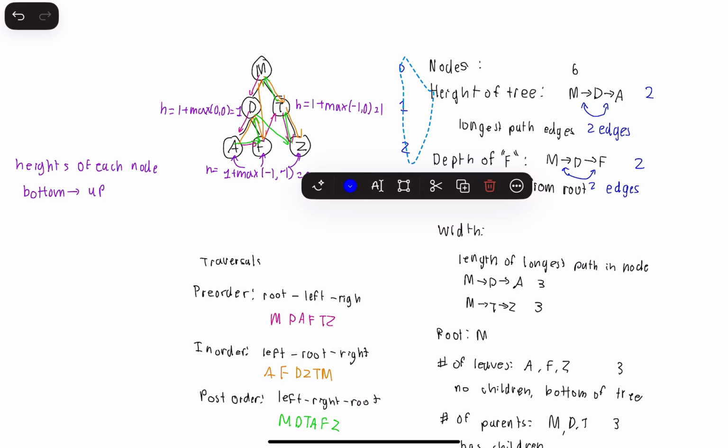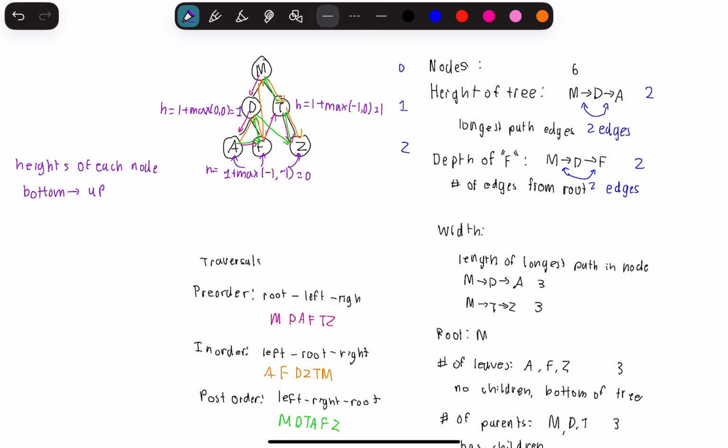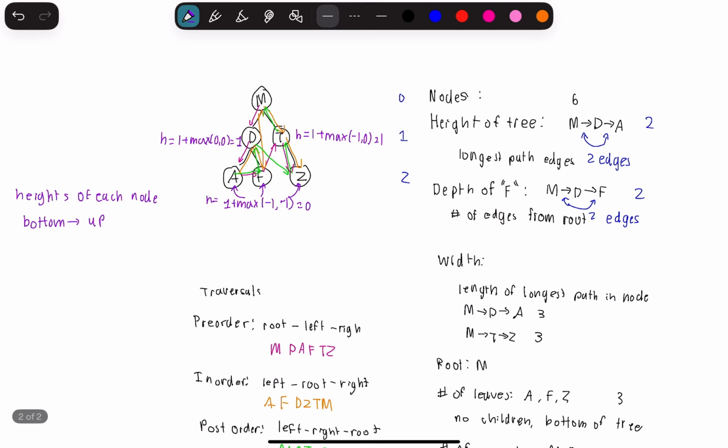Our levels, I'll move that over there. And now let's do M. So M, we can look on the left, D has a height of 1, and on the right, T has a height of 1. So if we calculate the height, it's going to be 1 plus max 1, 1 is equal to 2. Okay, now we can find our balance factors.